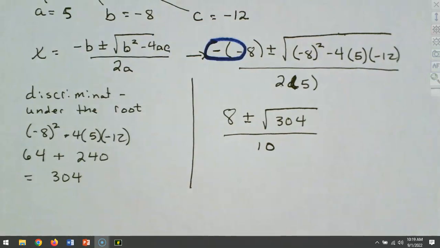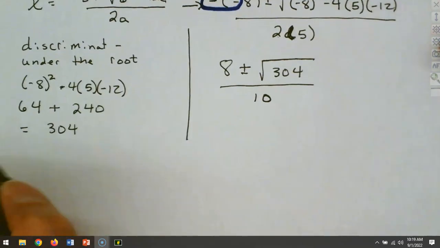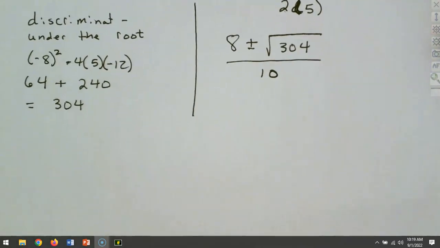Now, we need to make sure that we can't break down that 304, because you might be able to. When I look at 304, it ends in a 4, so it might have a 2 in common. Let's see if a 4 goes in there. I know a 2 will. I think a 4 will. So now we need to make sure we break this down, if possible.